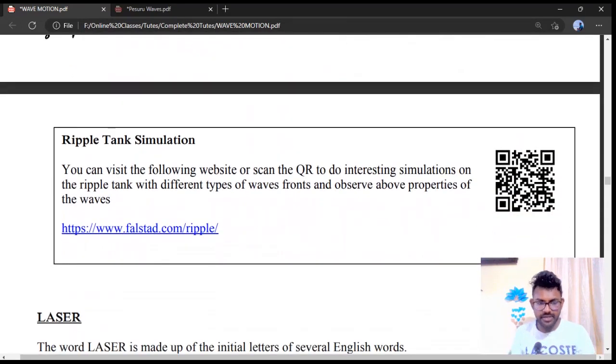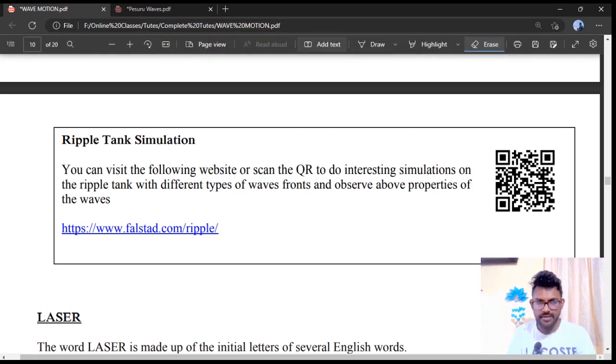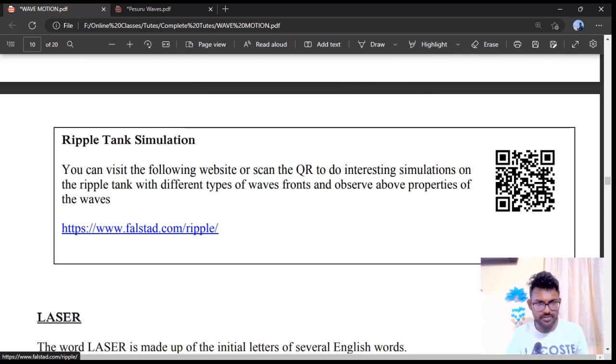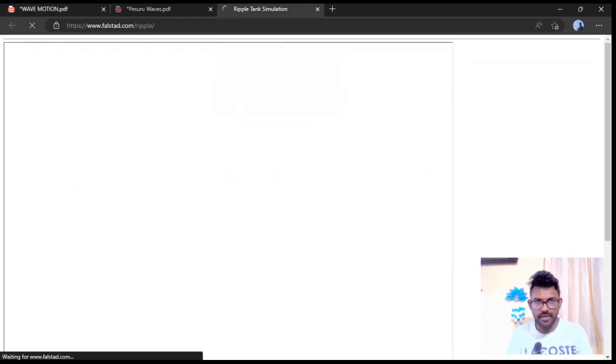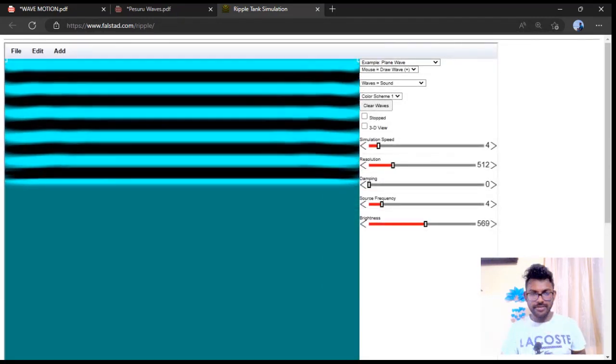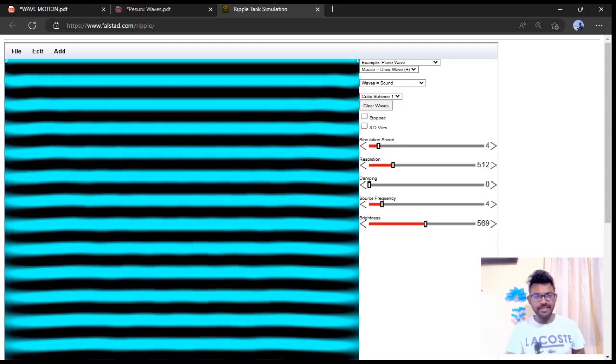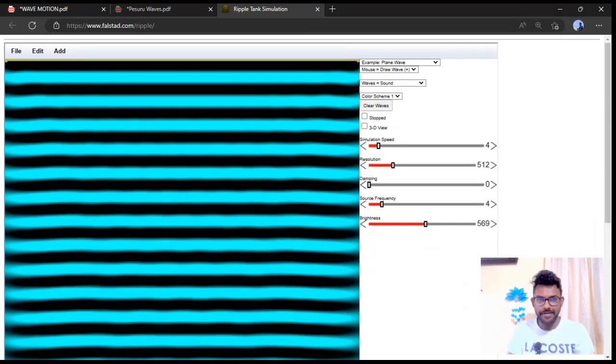Now there's a simulation of this ripple tank. You can just scan this QR, in case you have printed this one up, and you can go to the same link, right? Let's go to that link, and let me open it in a new tab, and let's see how we can simulate the ripple tank. Okay, so this is the simulation that you can have for the ripple tank, right?